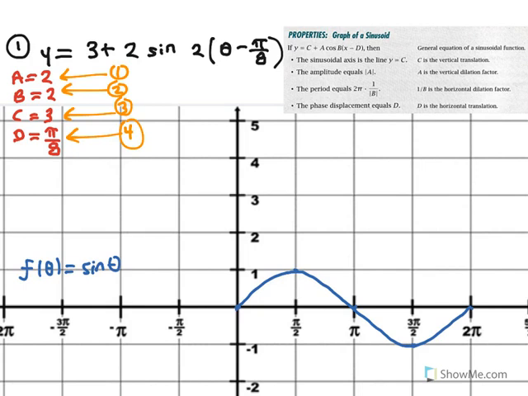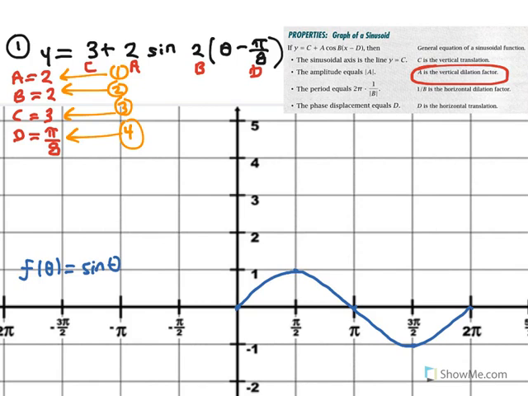So here we have the parameter A, here we have the parameter B, here we have the parameter C, and here we have the parameter D. So the first parameter is A, and A is equal to 2. And what does A tell us? A vertical stretch or a vertical compression.